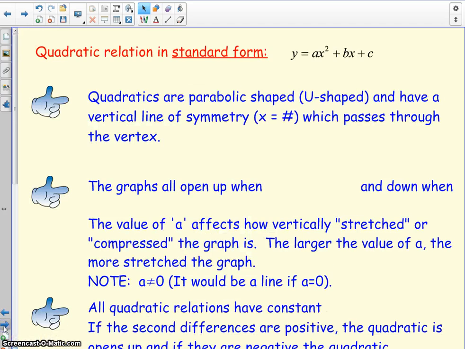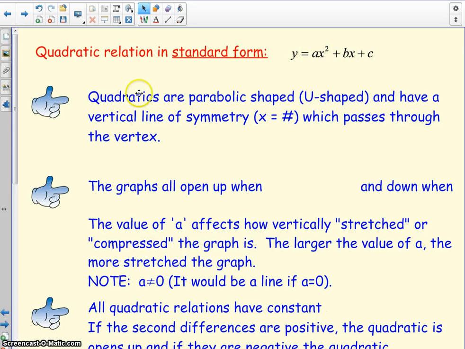Okay, so let's take a look here. When you looked at your investigation, you saw there are two different forms of quadratics in there: what we call standard form and what we call factored form. We're going to focus on standard form today. The general form is ax squared plus bx plus c, where a, b, and c are just some numbers, and x and y are our variables.